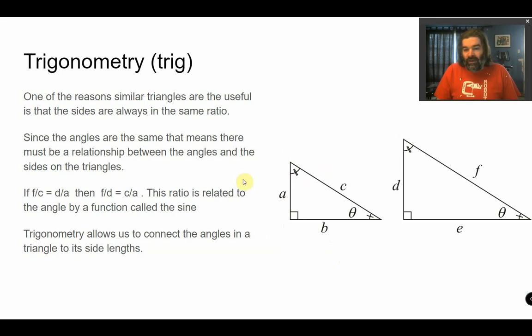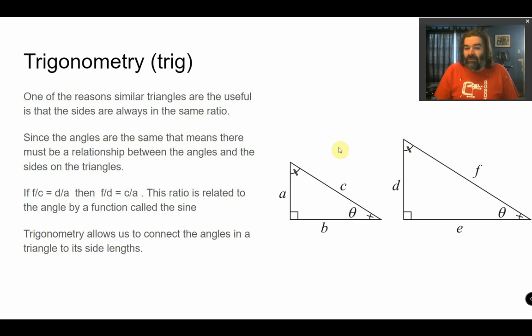Since all the angles in a similar triangle are the same, and it's basically the same triangle just pulled out, that means there has to be a relationship between the angles and the sides. In fact, if you take that ratio, big over small divided by big over small, and rearrange it, you find that within the triangle there's a ratio as well. This side divided by this side is the same as this side divided by that side. In fact, A over C is D over F, because if you flip them, it stays the same.